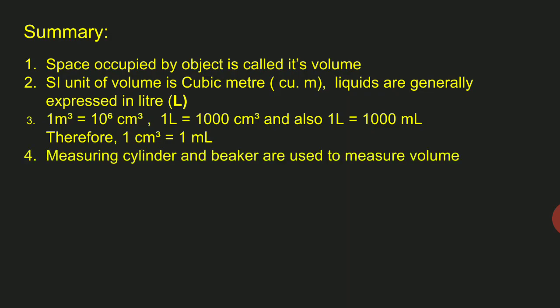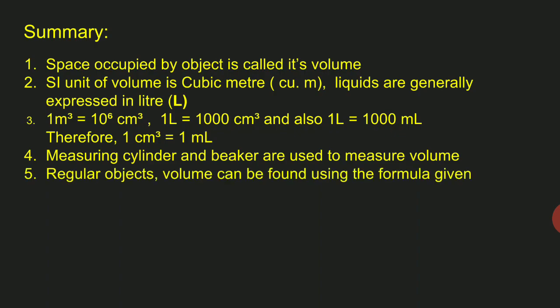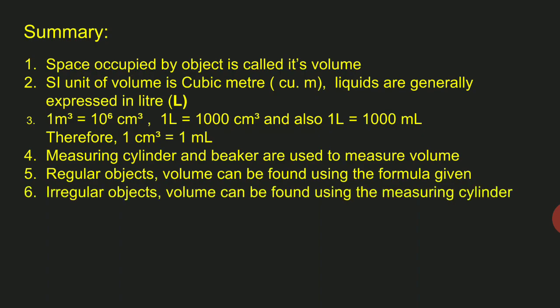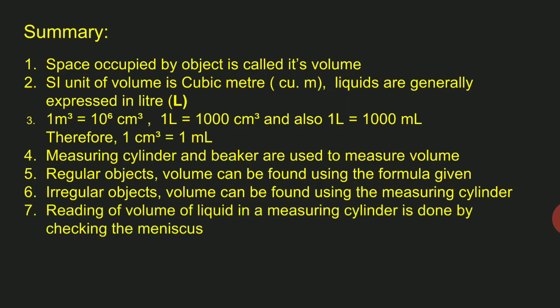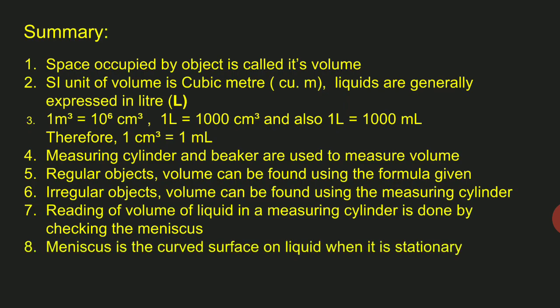For measuring volume, we use measuring cylinder or measuring beaker. Regular objects, volume can be found out using the formula. For irregular objects, volume can be found using a measuring cylinder or a beaker. Reading of the volume of a liquid in a measuring cylinder is done by checking the meniscus. Meniscus is the curved surface on a liquid when it is stationary.